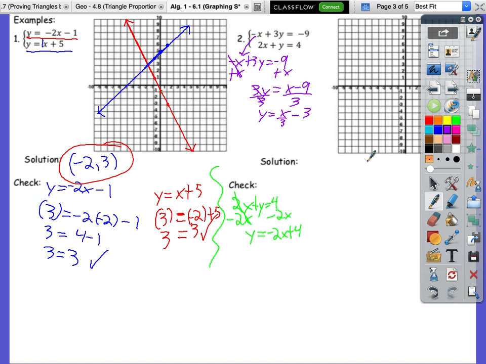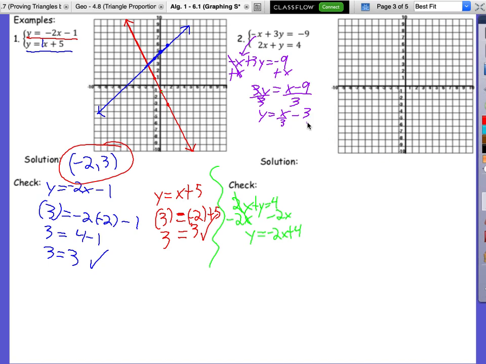Let's graph this first one. Y equals x over 3 minus 3. Justin, help me out graphing this one. This was good. Alright, so go to -3 on the y-axis. Go up 1, right 3. Very good. Then from -3, you go down 1, left 3. Let's use our ruler to connect them. So we're very, very careful here.